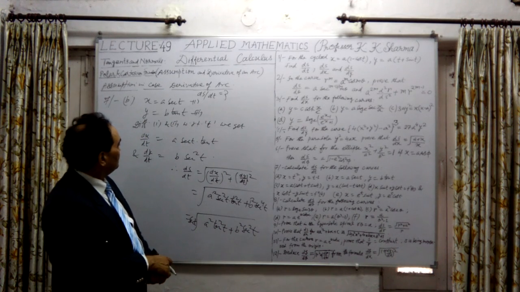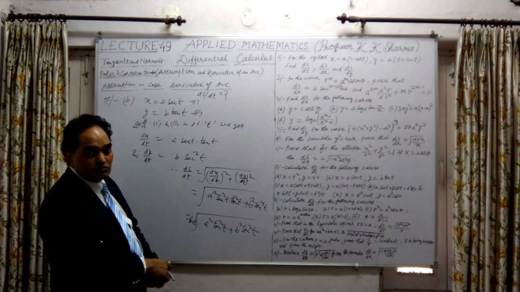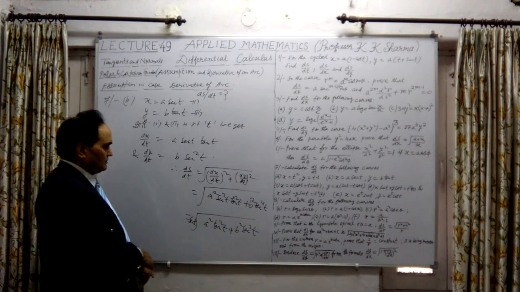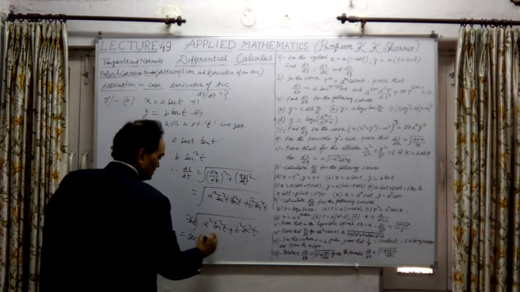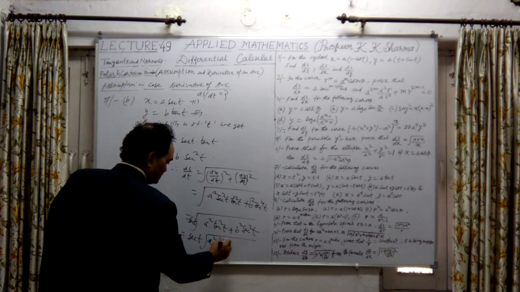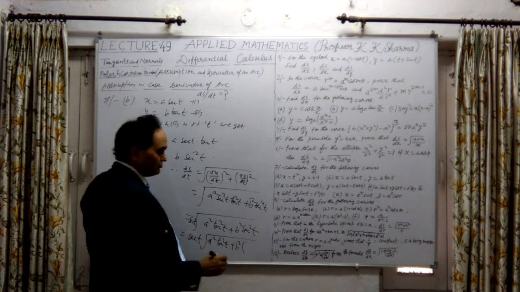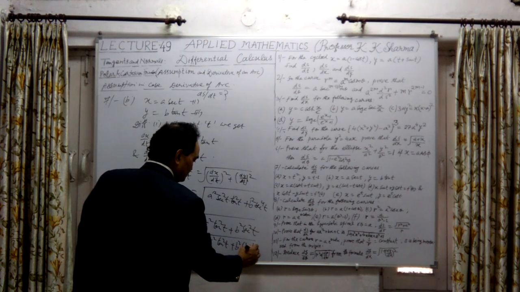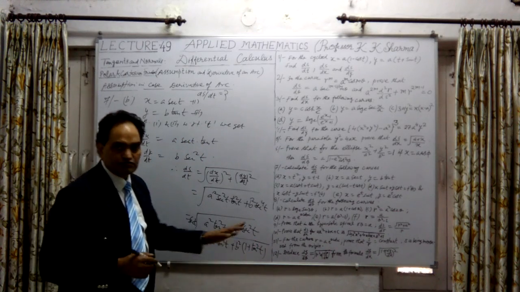Now we have to find the answer only in terms of t. We can resolve secant square t in terms of tan t, using sec square t is 1 plus tan square t. So we have substituted the value of sec square t as 1 plus tan square t.